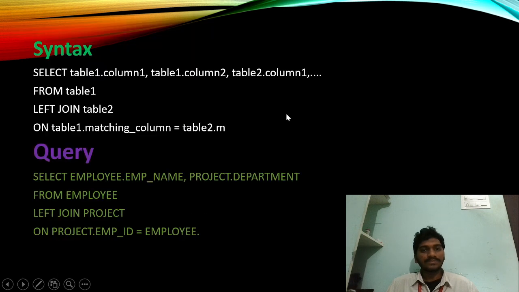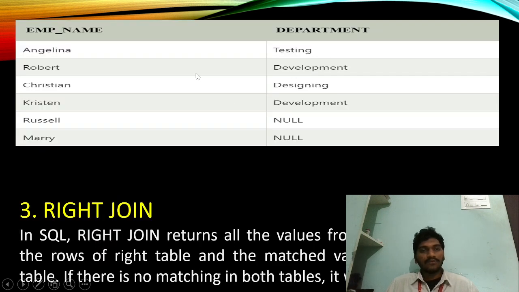There we can see output C, selecting the department as four values, which consists of only four rows from the department table, and in other cases it returns null values. And next we can see right join. In SQL, right join returns all the values from the rows of the right table and matched values from the left table. If there is no matching in both tables, it will return null.